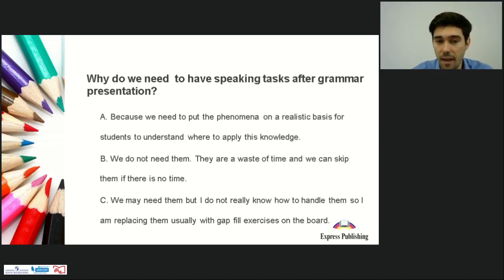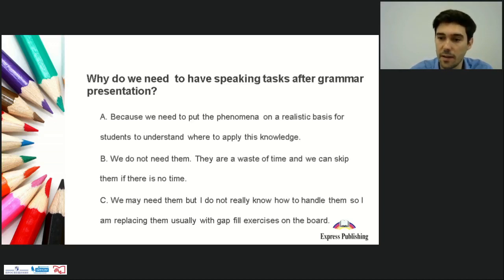Now, many of us have probably used answer C before, use gap fill activities on the board. They can be an effective way to practice grammar, but do they actually allow our students to use the grammar? Whenever we teach English, whenever we teach vocabulary, whenever we teach grammar or skills, our overall objective always as teachers is for our students to be able to use the English effectively. So that's why the answer would be A. We need to put the grammar phenomena on a realistic basis.